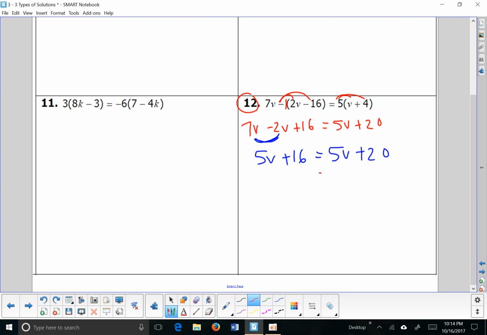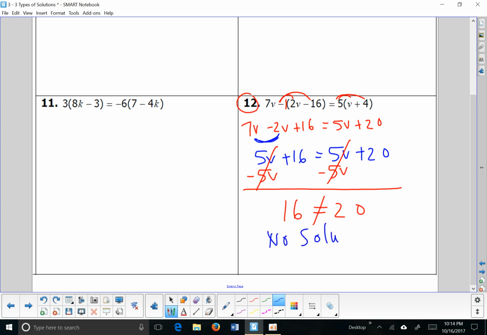So let me clear off this 5v just to prove that this could never be true, because 16 is never equal to 20. So you have to put that slash, and you have to interpret it. So you can either write it in English, that there are no solutions, or you can write your empty set symbol. Doesn't matter to me, but you must write one of these. All right, take a minute to pause the video. Give these last 3 questions a try, and then I'll show you the solutions.